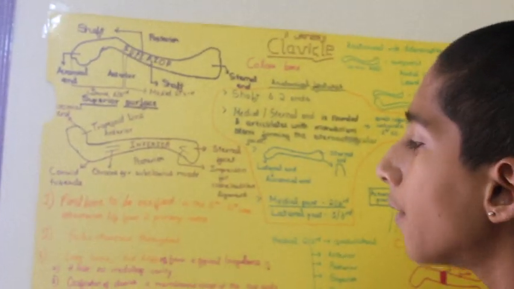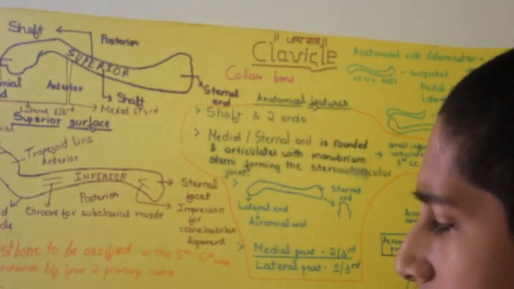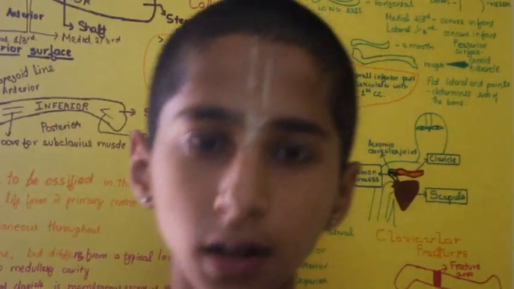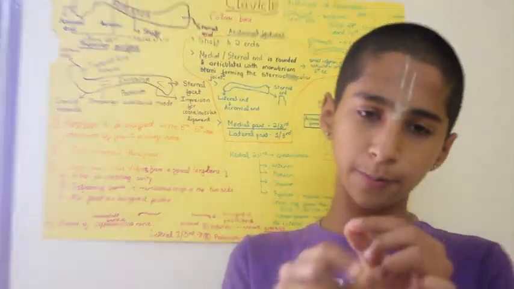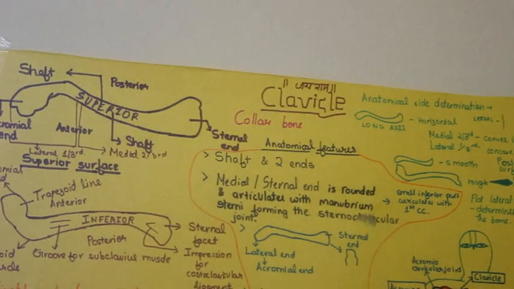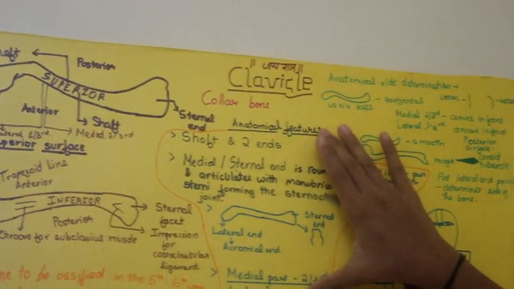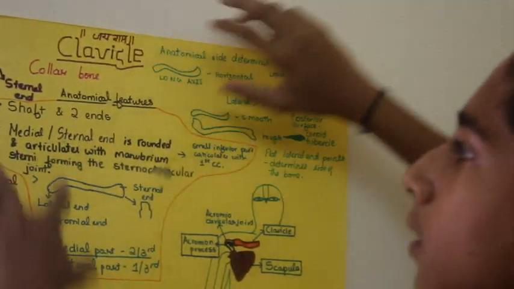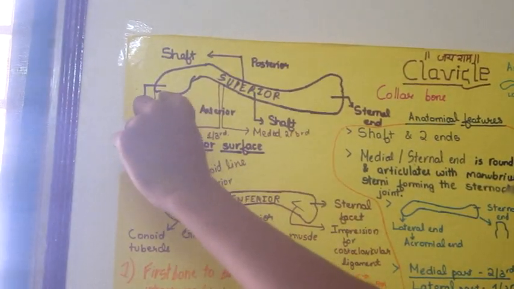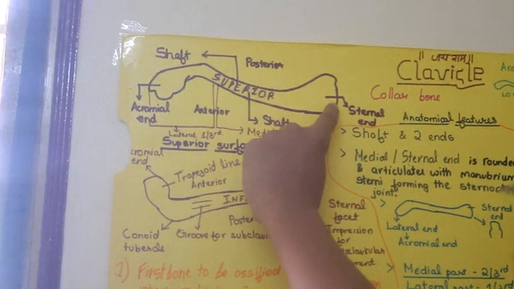So now the other anatomical feature of this is that it's pierced by the intermediate branch of the supraclavicular nerve. So you have the nerve piercing it at this point, somewhere over here. Now I shall explain the anatomical features. It has a shaft. This is the shaft and two ends. This is the acromial end and this is the sternal end.